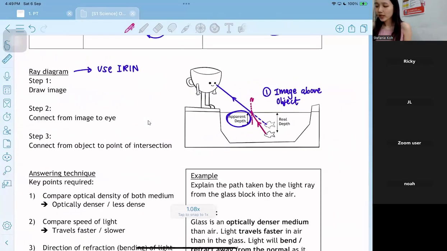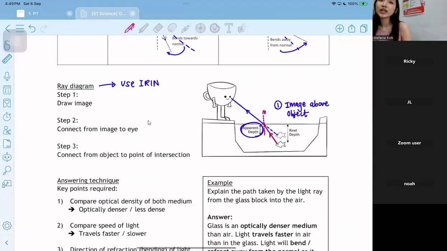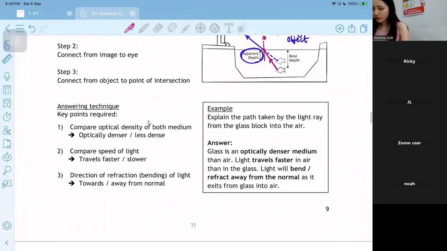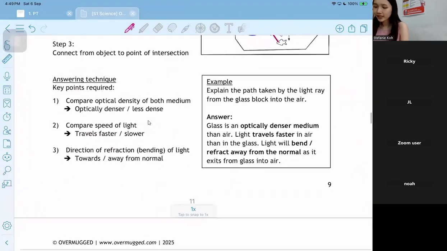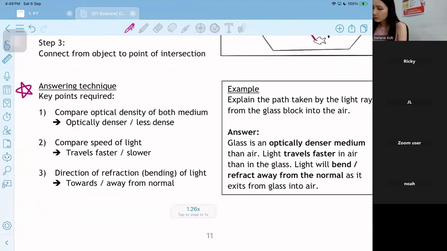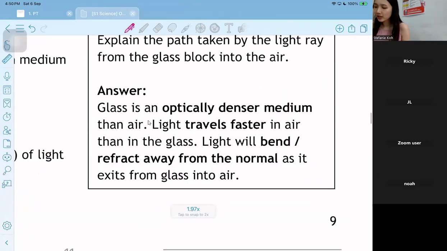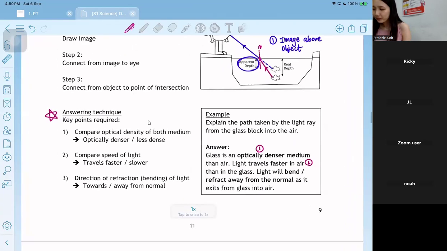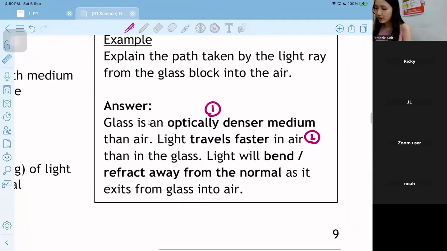Anyway, for diagrams, you always use pencil and ruler, for any diagram. So, answering technique, I'll just go through very briefly. First, you must tell me what is the optical density. Secondly, tell me the speed. Is it traveling faster or slower? And then the last one is tell me bending away or towards. So the last two will be the fast rule. The first one is just to tell me, is this shopping mall crowded or not?